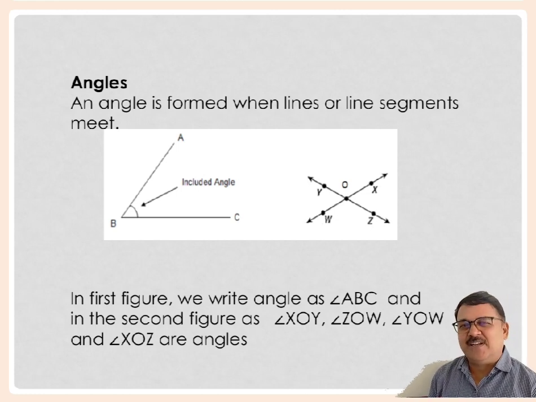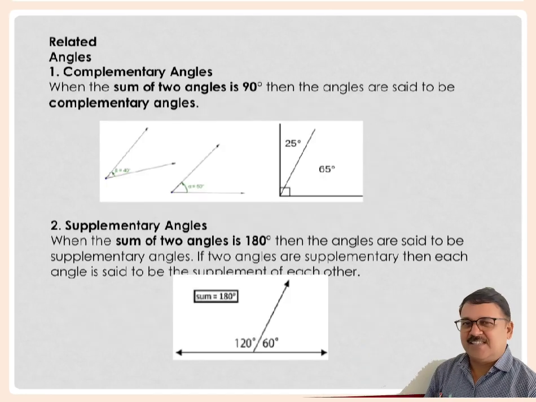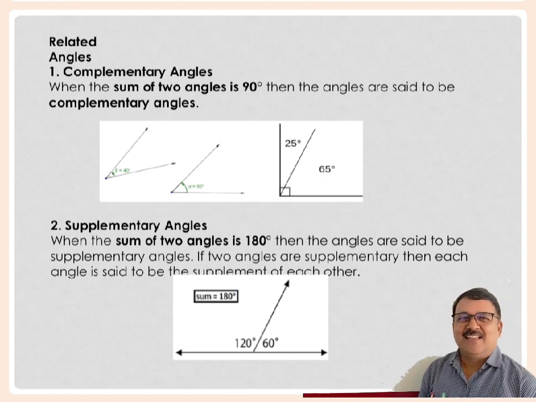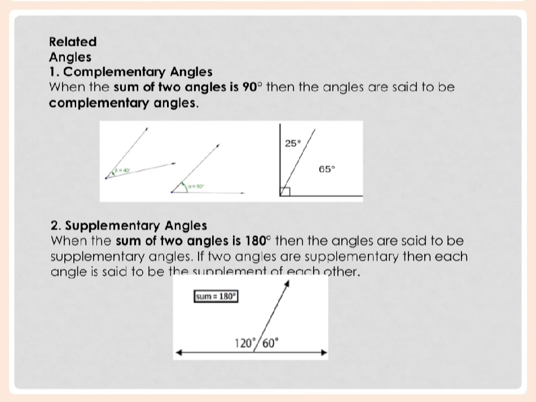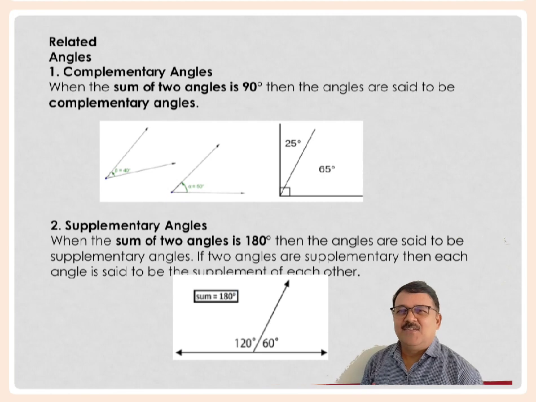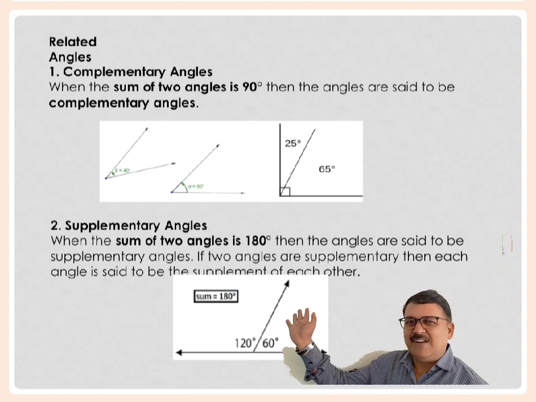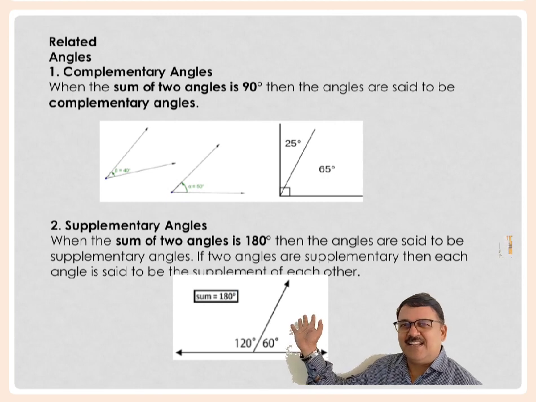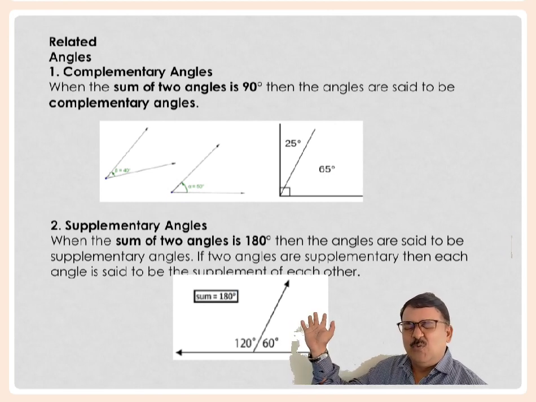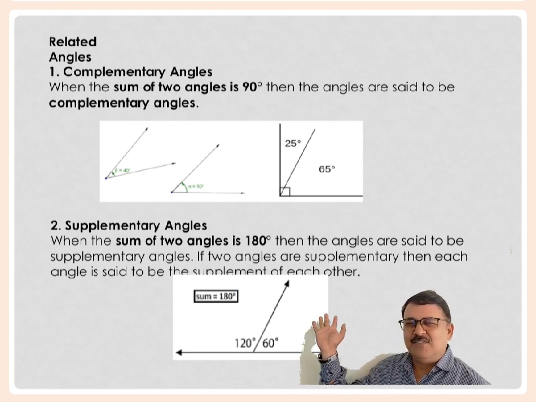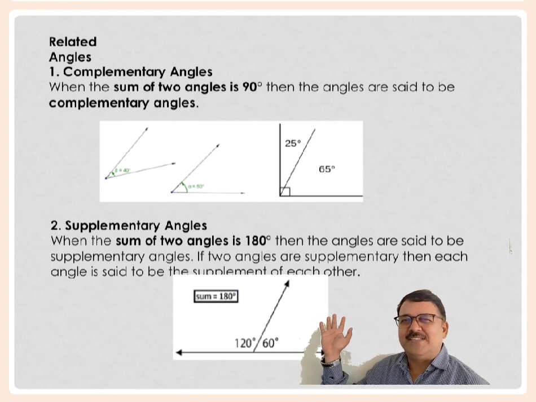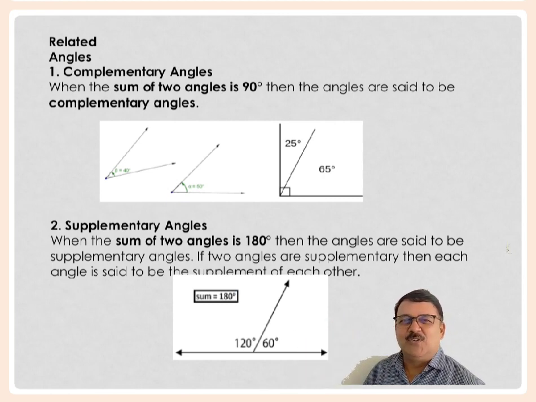Now, related angles. First one is complementary angles. When the sum of two angles is 90 degrees, the angles are said to be complementary angles. You can see in the figure, one angle is 25 degrees, the other angle is 65 degrees, and the sum of the two angles is 90 degrees. So the two angles are complementary to each other.